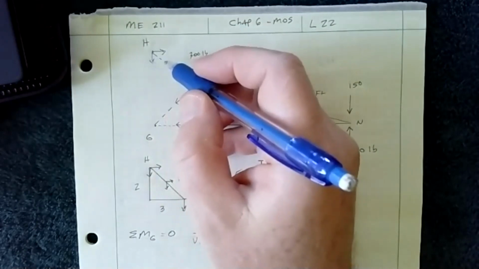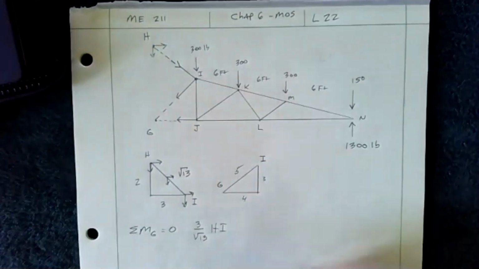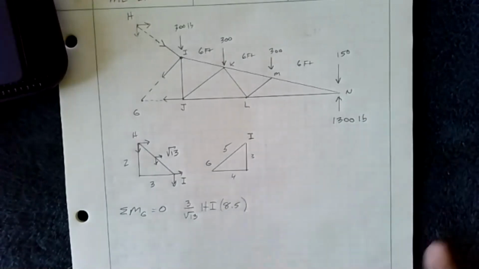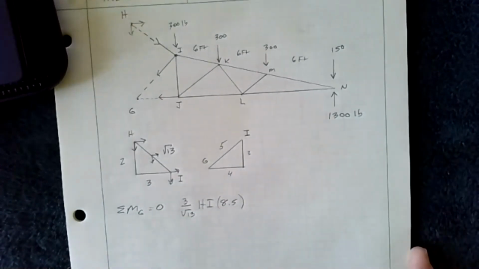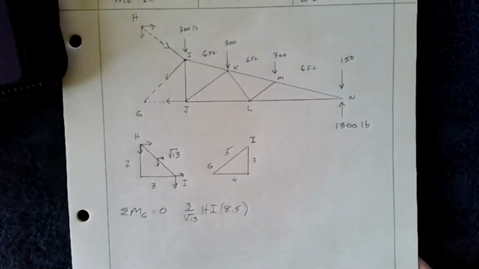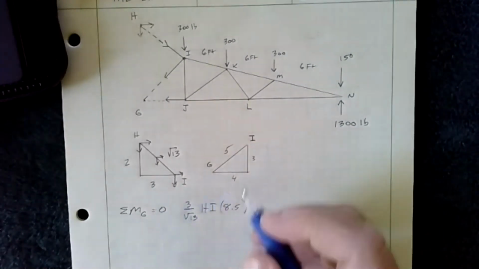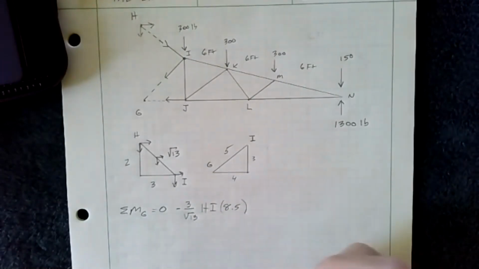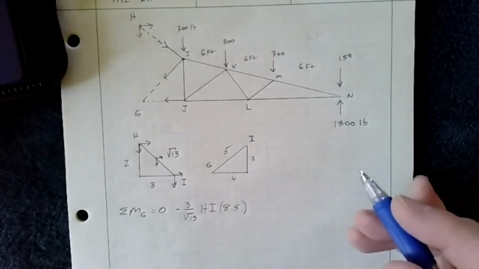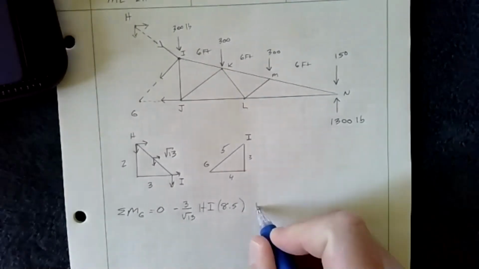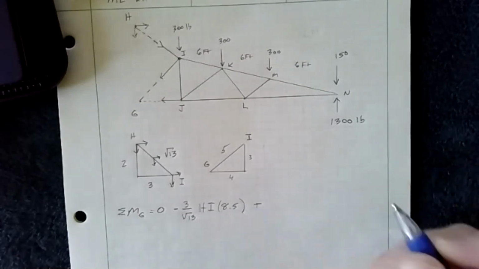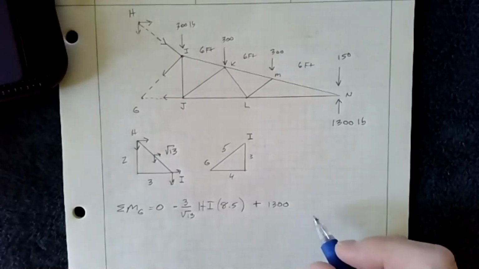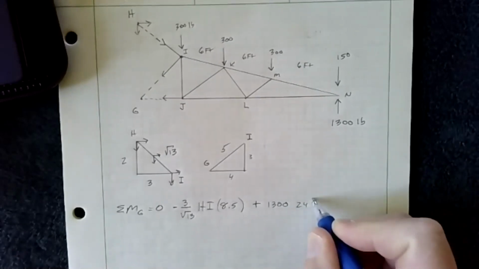So what I can do then is just take this component, multiply it by that height, which is 8.5 feet. And in this case, because I've assumed it's compression around G, that's going to be a negative moment, right? Because it's clockwise. And then what's going to oppose that is going to be plus 1,300 pounds, because that's going counterclockwise, and its distance of 24 feet.